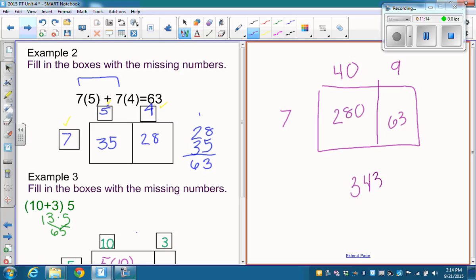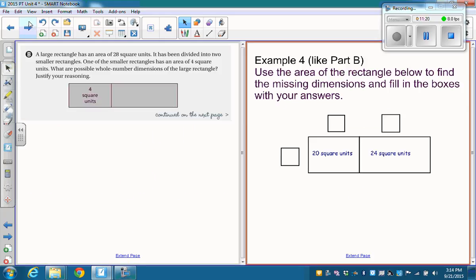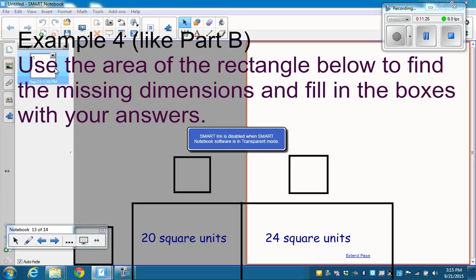343, right. Okay, so now I want you guys to look at one more example. This is kind of like part B in your homework. And let me pause this and fix my board.